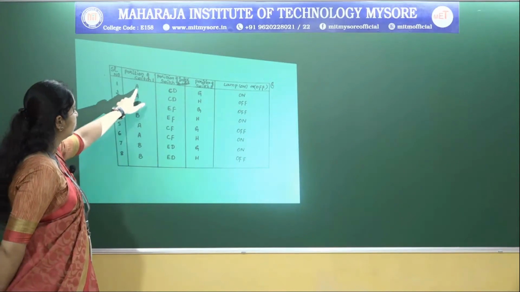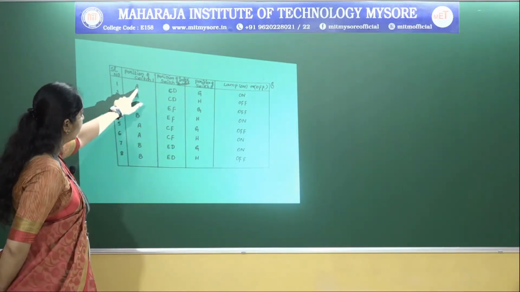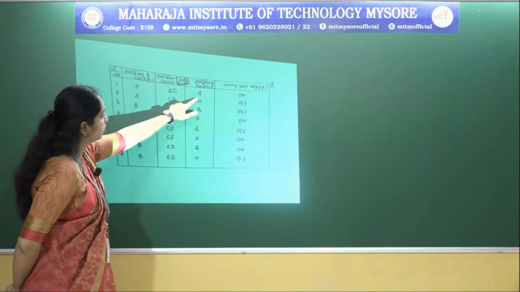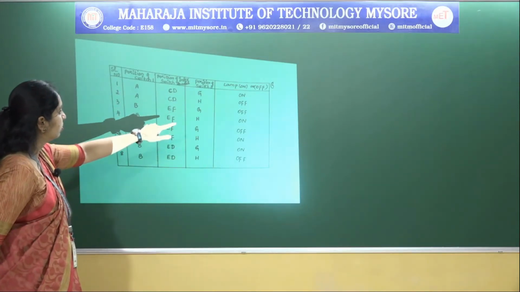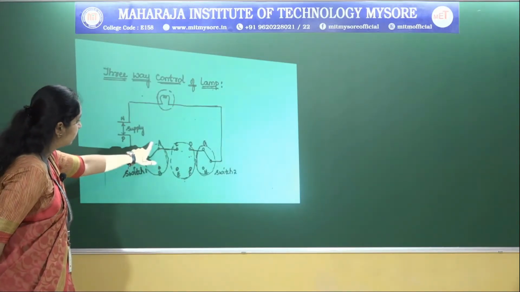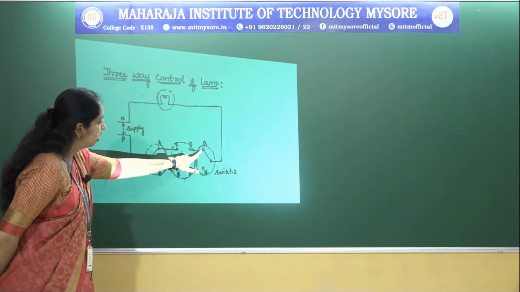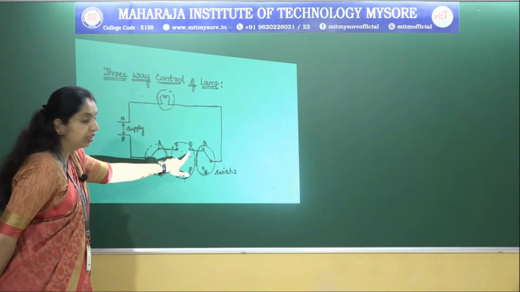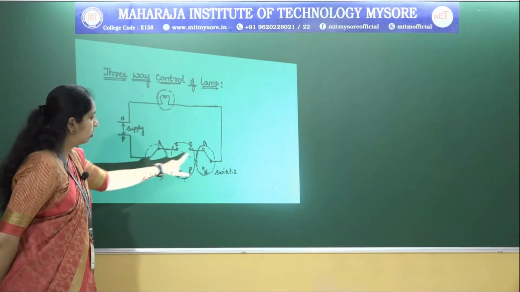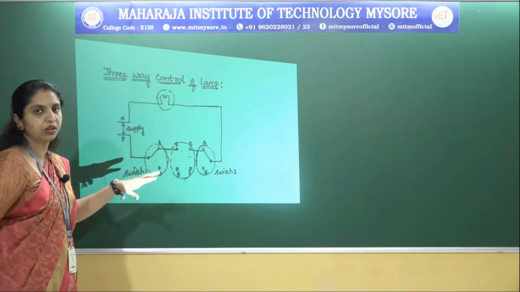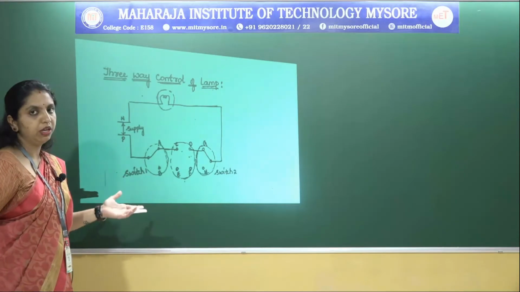So look at this. We have the position of switch 1 at A and the position of switch 2 at G, and when CD is connected, of course it becomes a closed circuit. So here the lamp will be on.